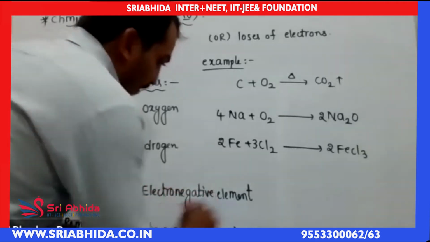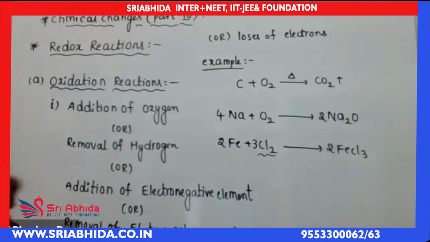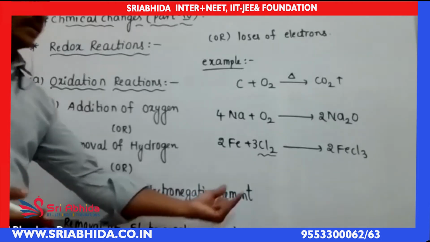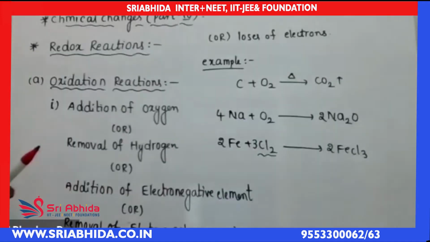So what is the observation here? Chlorine is an electronegative atom. Understood? Yes, sir. This is the addition of an electronegative element. So chlorine is the electronegative element, and it is added to iron. So the reaction is called an oxidation reaction.